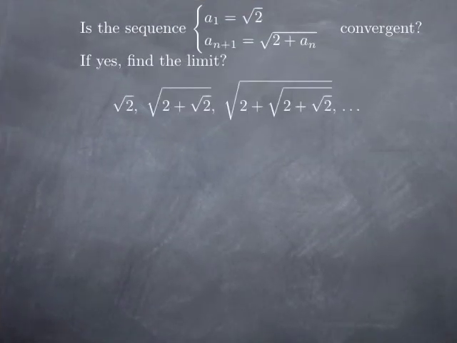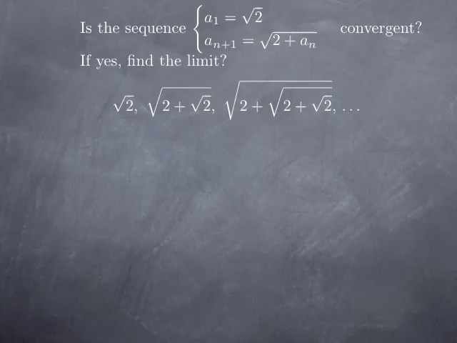So let's take a look at a second example where the sequence is defined inductively by the first term, which is square root of 2, and the inductive relation that to obtain a_{n+1} from a_n, you add 2 to a_n and take the square root of the result. We want to know if this sequence is convergent, and if it is, we want to find the limit.